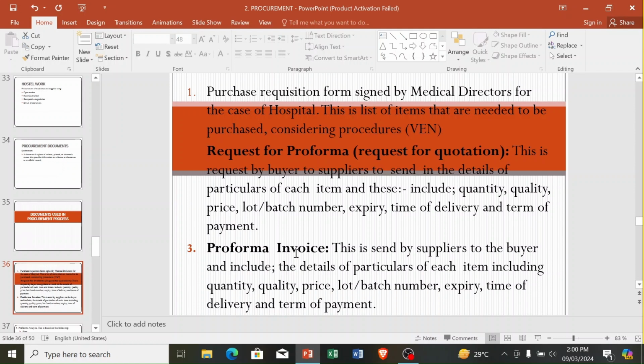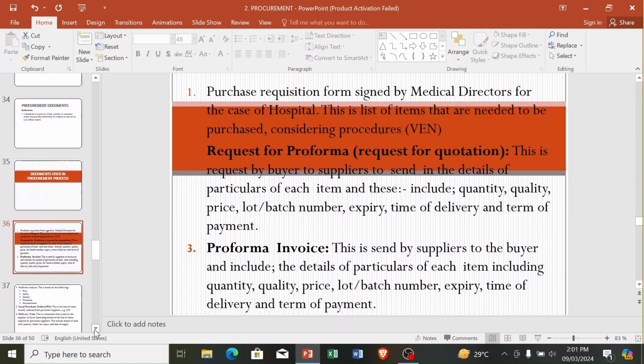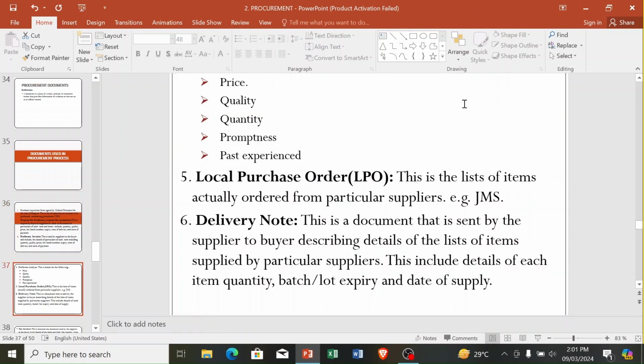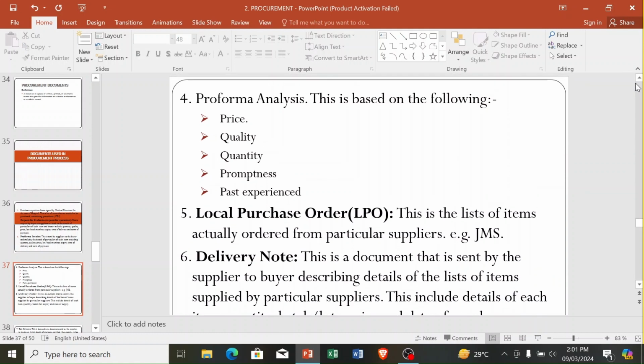We have also another one, what we call a pro forma invoice. This is sent by the supplier to the buyer and includes the details of particulars of each item, including quantity, quality, price, lot or batch number, expiry, time of delivery, and then the terms of payment. That is what we call a pro forma invoice. It is when they send the price list that we can find these things.